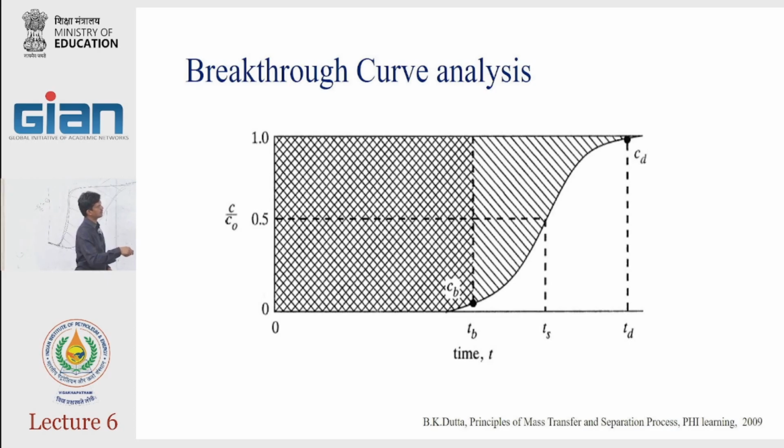So that's why this is TB, which is called the breakthrough time. And once we reach almost 100% saturation, even here we go with 95%. So that's called the dead time, right? The difference TD minus TB is called the mass transfer zone, which you need to have the information on to understand the analysis of breakthrough curves. Okay, so any questions on this one?